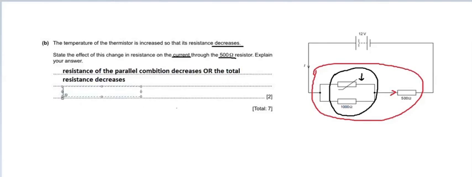So you can write down here: the current through the 500 ohm resistor will increase. It is just in accordance with Ohm's law.